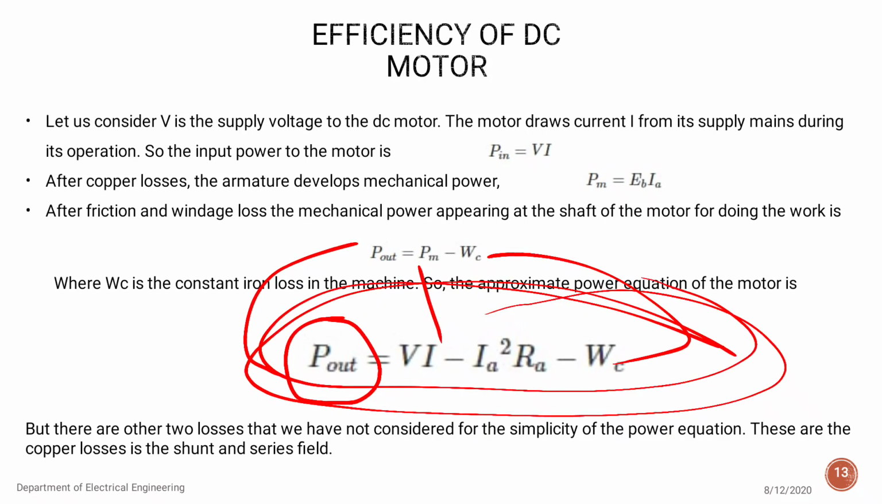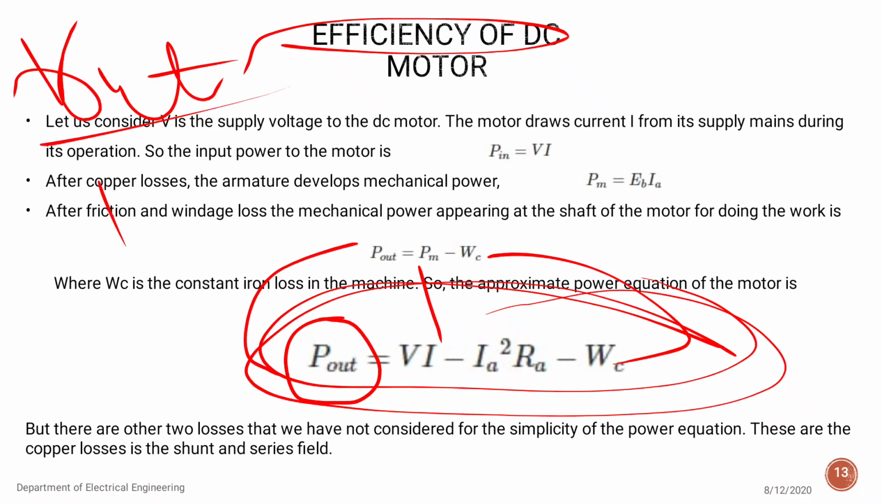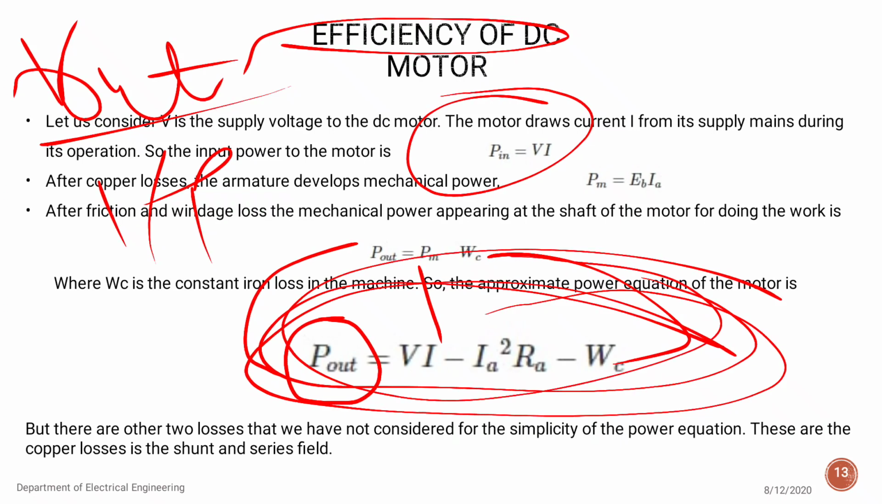For the simplification purpose we will consider only that P out is equal to VI minus IA square RA minus WC. आता पहा, इफिशियन्सी साठी मी काय सांगितलं, आउटपुट डिवायडेड बाय इनपुट. आपल्याला इनपुट माहिती आहे VI, आउटपुट माहिती आहे VI मायनस IA स्क्वेअर RA मायनस WC. तर आपण आता इझिली efficiency find out करू शकतो.